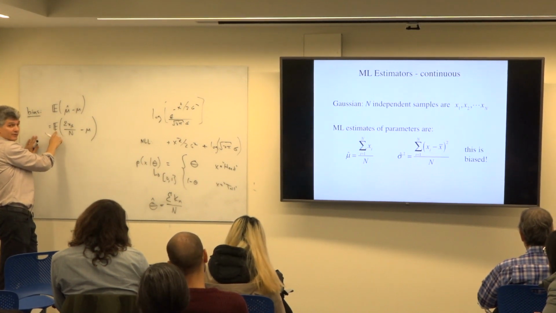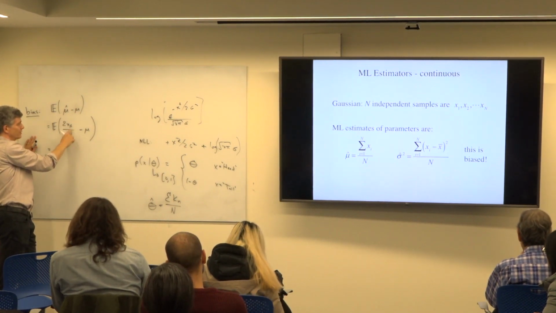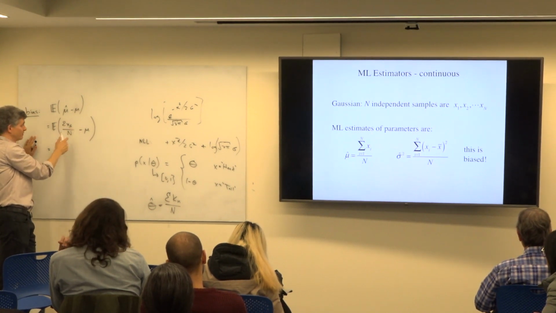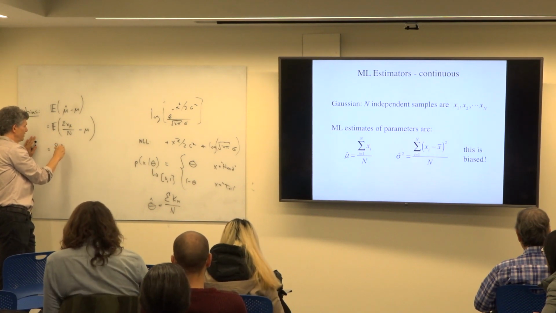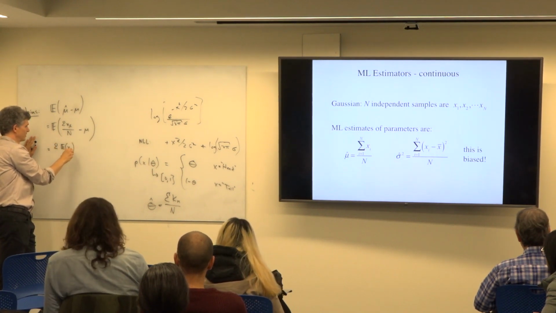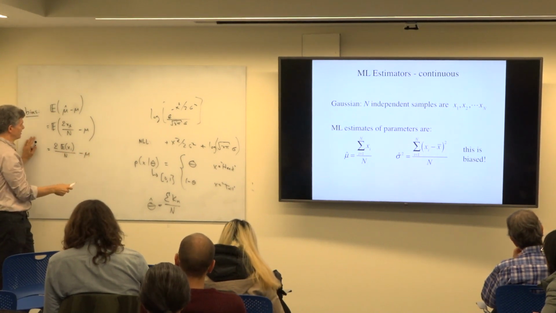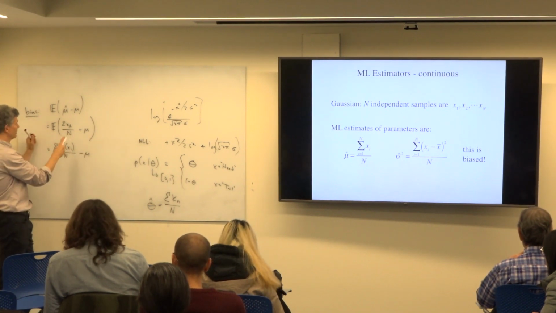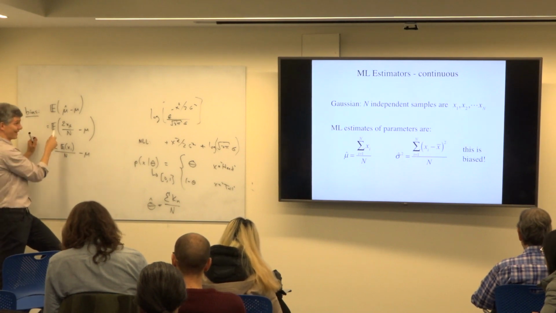And what is the expected value of mu hat? Well, the expected value is a linear operation. We said that earlier when we were talking about probability. So the expected value of a sum divided by n is just 1 over n times the sum of the expected values. So it's the sum of the expected values of each of the x's divided by n, minus mu. All I did here is take this expected value and push it inside to the place where the random variable lives. The random variable here is the x.